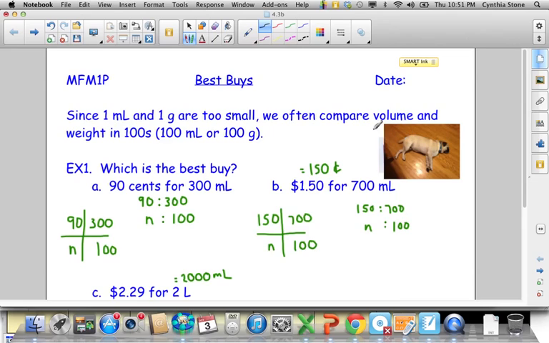Most often in the grocery store, the unit price won't be per milliliter. It'll be listed per 100 mils or 100 grams. So I just wanted to do a few that way so you see how it works.